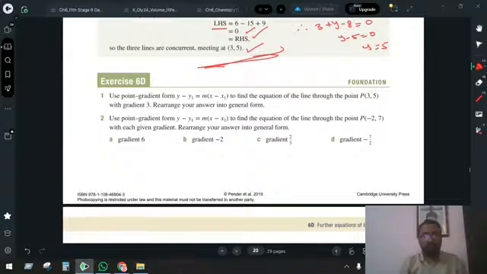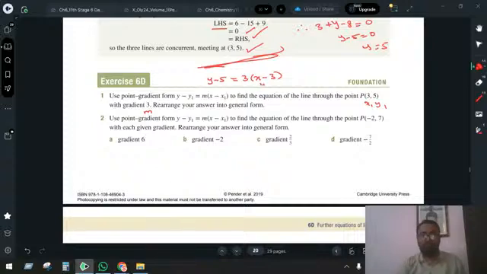Next, use the point gradient form to find the equation of the line through the point. He has given x1, y1, and the gradient, this is m. Just simply substitute. What happens? y minus 5 is equal to 3 into x minus 3. But he is not asking for this form. He is asking for the general form.